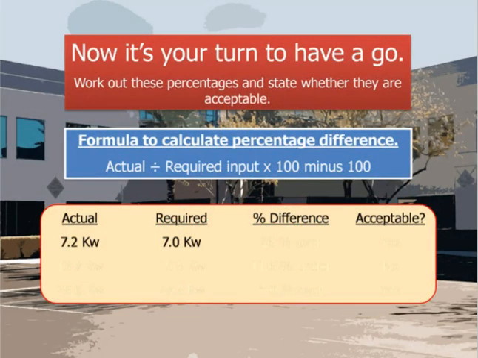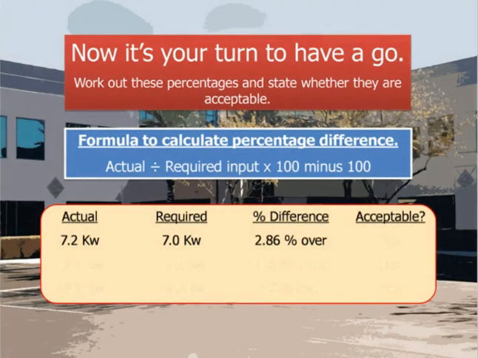Now it's your turn to have a go. Work out these percentages and state whether they are acceptable or not. You can pause at any time. Using the calculation, we can see that it's 2.86% over. And that is of course acceptable. Now do the next one and pause before moving on.